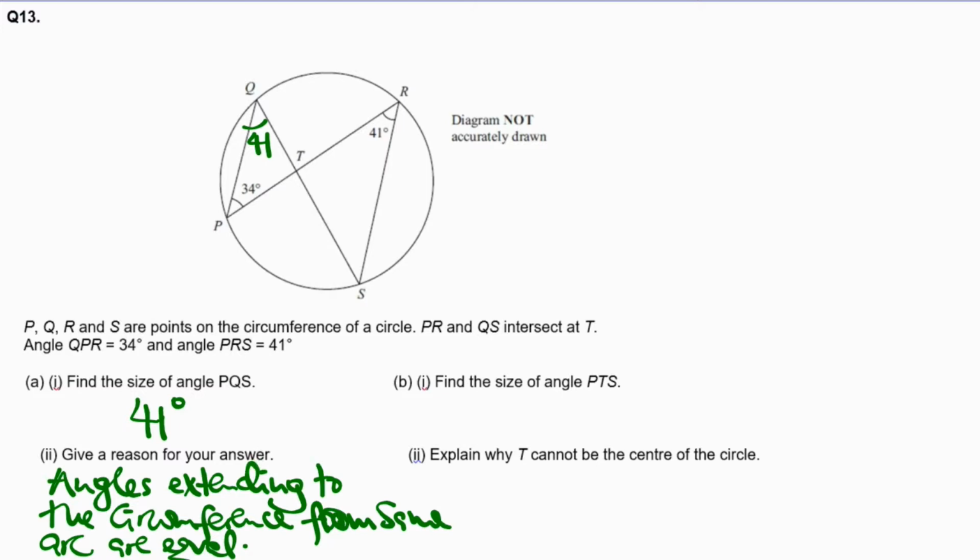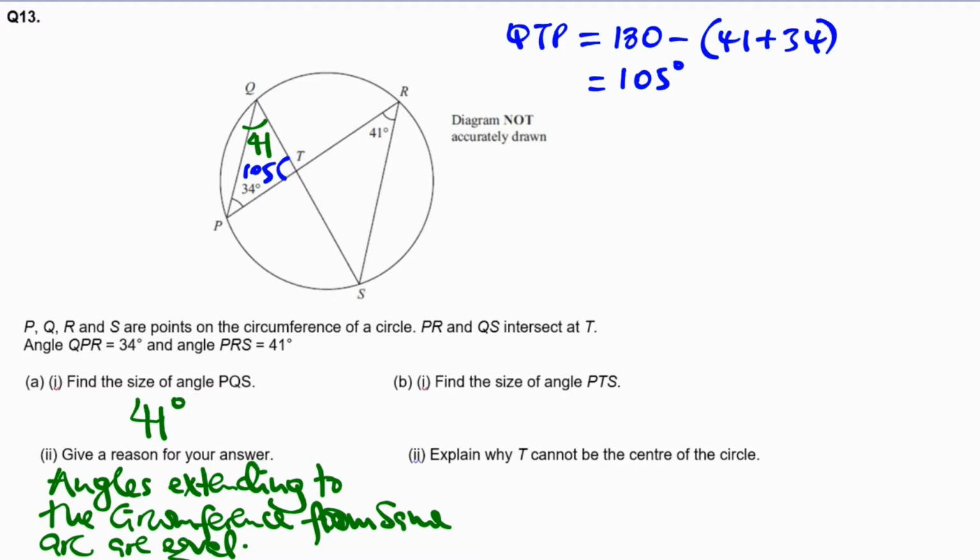In the second part of this question, we are required to find angle PTS. Obviously, if you look carefully here, we can see that QTP, this angle here, will be equal to 180 minus 41 plus 34, and that will be equal to 105 degrees. So this angle is 105.